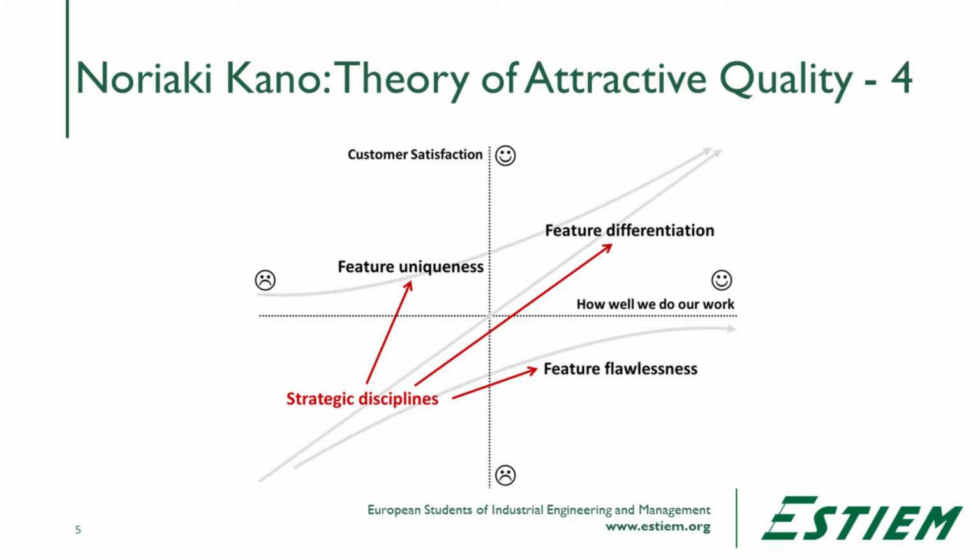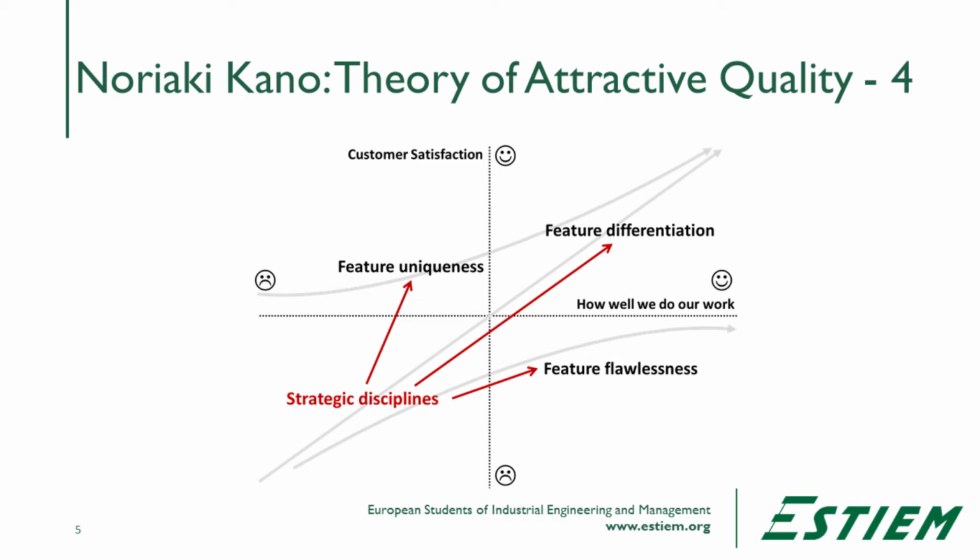If we take a look at business, what we see is there's basically three different strategies. If I'm going to focus always on attractive quality, I have a requirement for feature uniqueness. That means I'm going to focus on leadership, developing engineering approaches towards new products. If I'm going to focus on this one-dimensional quality, I have to have good feature differentiation so customers can clearly see the value proposition and why my product is better than the competitors.